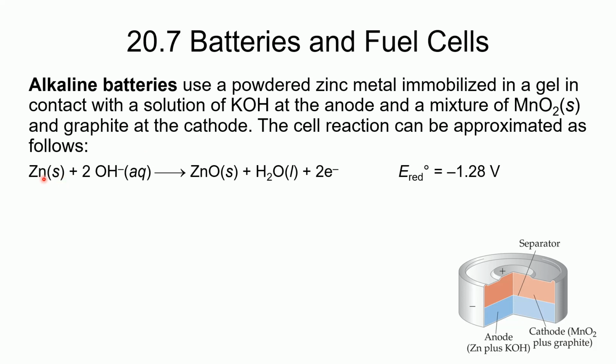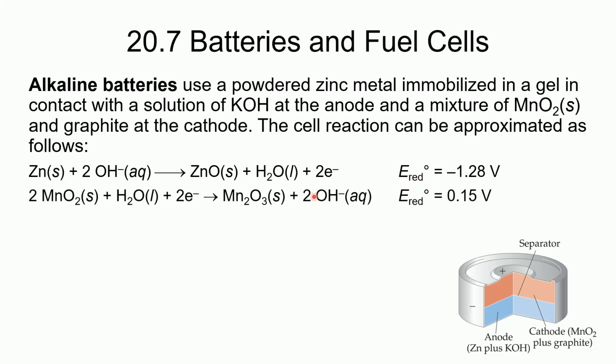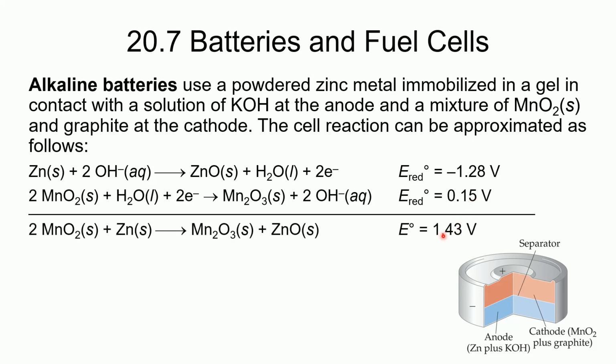So the zinc plus the hydroxide gives us zinc oxide. So our zinc is getting oxidized there. That has a reduction potential of negative 1.28. The manganese here is getting reduced. It's going from manganese 4 to manganese 3. And so that's getting reduced. That's 0.15. When we do the difference there, we get 1.43 volts. And that gives us most of the 1.5 volts that we have for a typical battery.